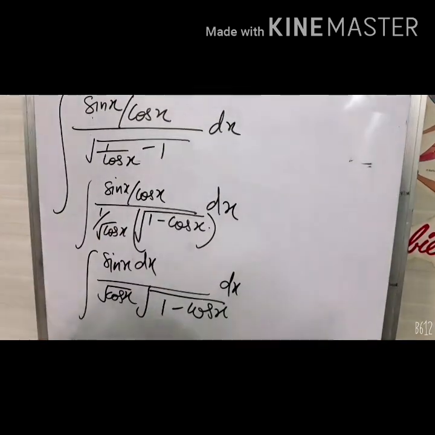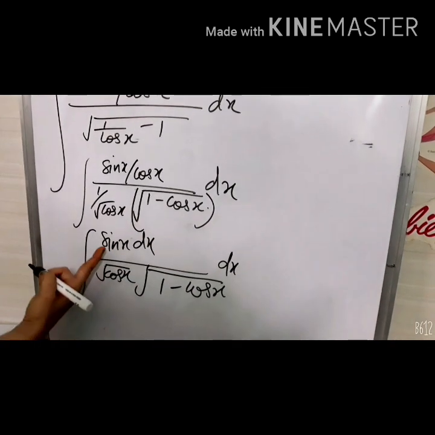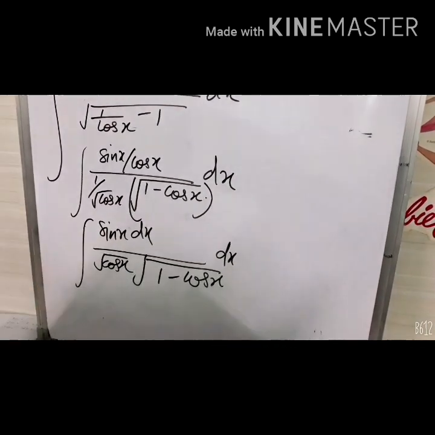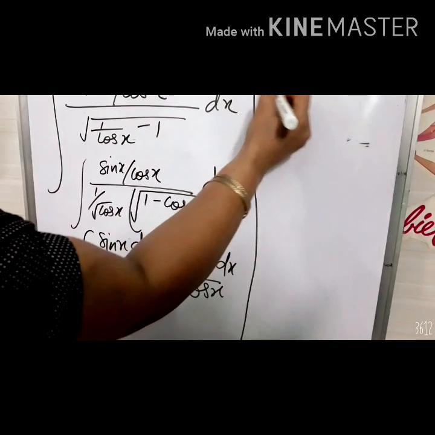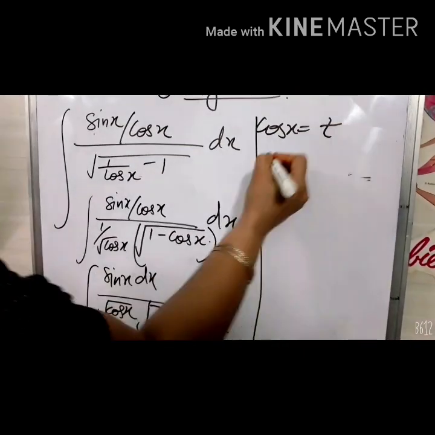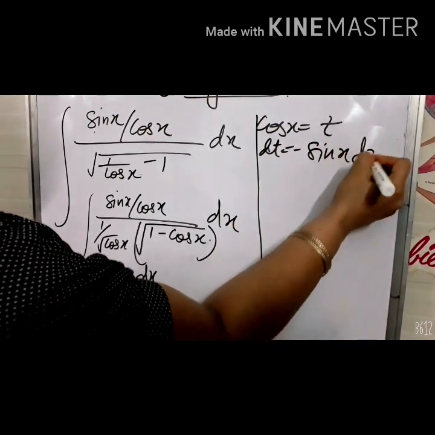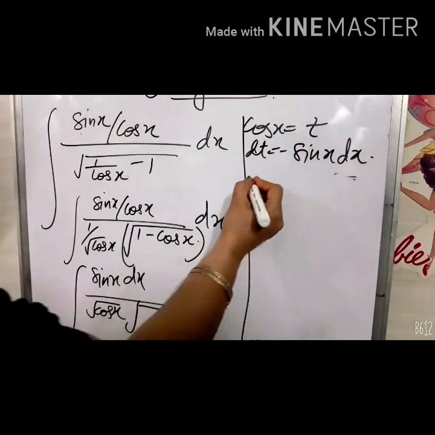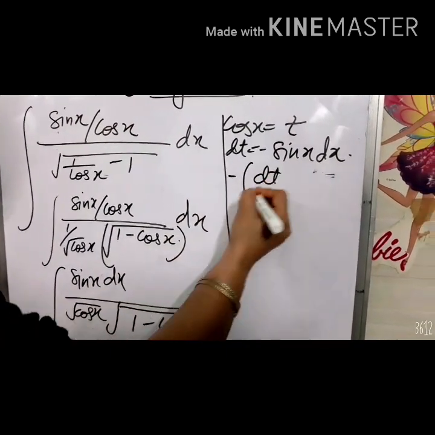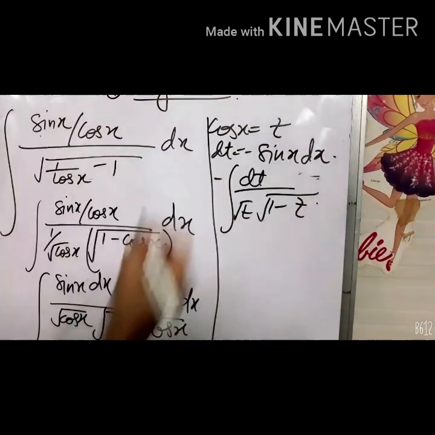Now after that, you can see that the differentiation of cos x is minus sin x. Now I am taking cos x as t and dt becomes minus sin x into dx. This becomes minus of dt by under root of t into under root of 1 minus t.